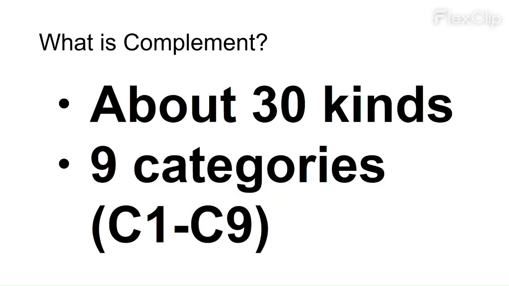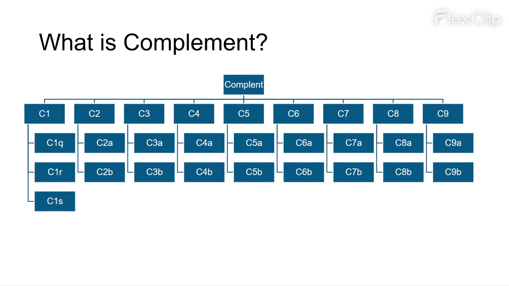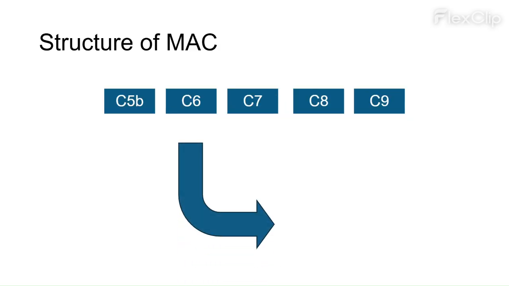They are roughly divided into 9 categories, C1 to C9. C1 is further divided into C1q, C1r, and C1s, while C2 to C9 are divided into 2 groups, a and b. MAC is formed when C5b, C6, C7, C8, and C9 combine to form C5b6789.